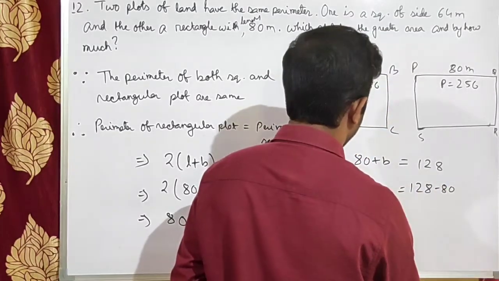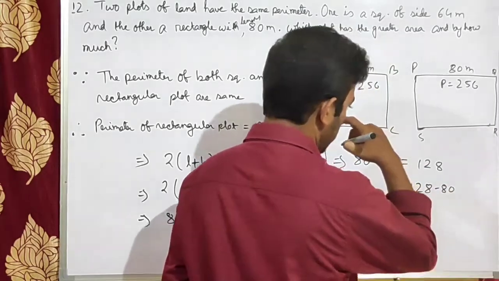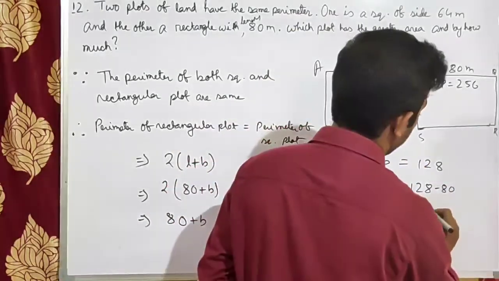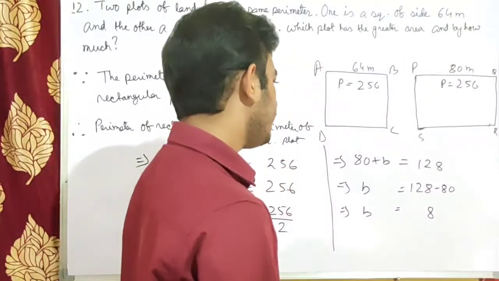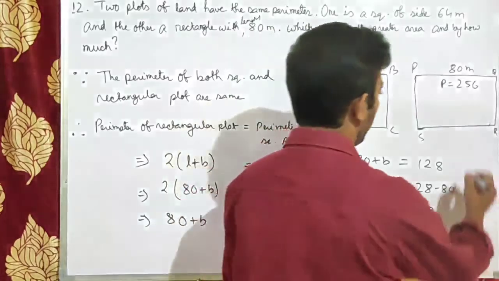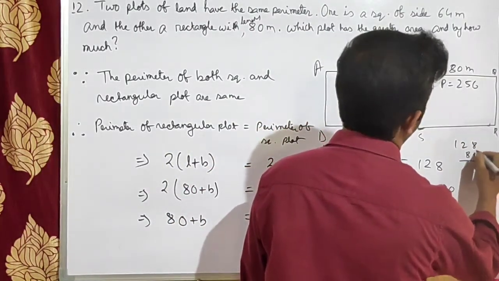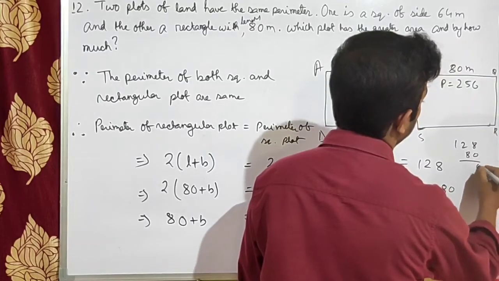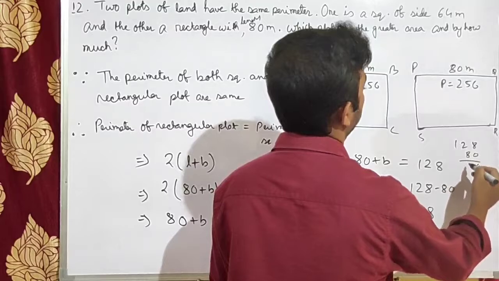So 128 minus 80 is how much? 8 minus 0 is 8. Then 12 minus 8 is 4. So B is 48.